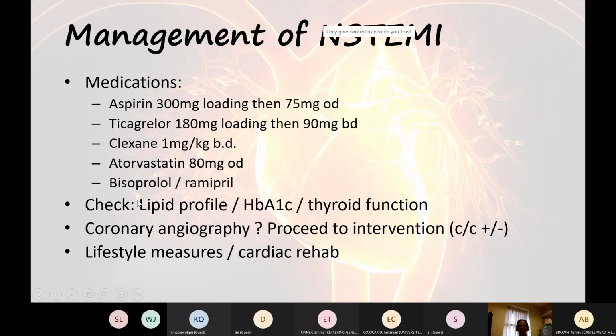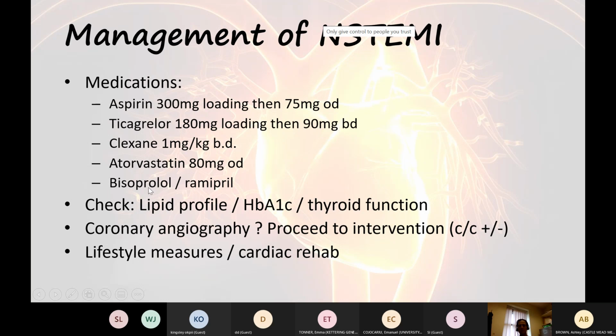Please check their lipid profile. If it's been done recently, then it doesn't need to be repeated. Similarly for HbA1c and thyroid function, recent values within the last few months certainly don't need to be repeated. I'd say 6 months would be fine for thyroid function, but it's very important that if they've not been done, we do these things.